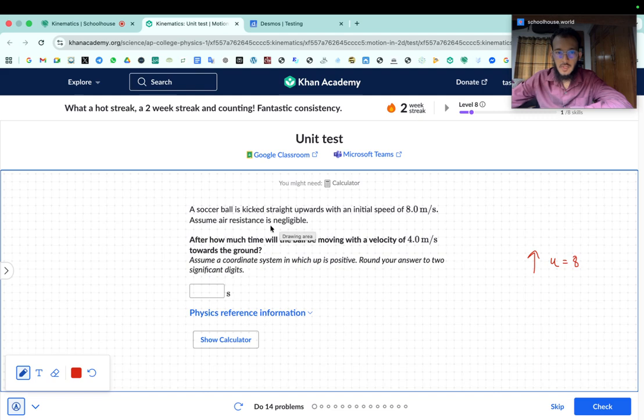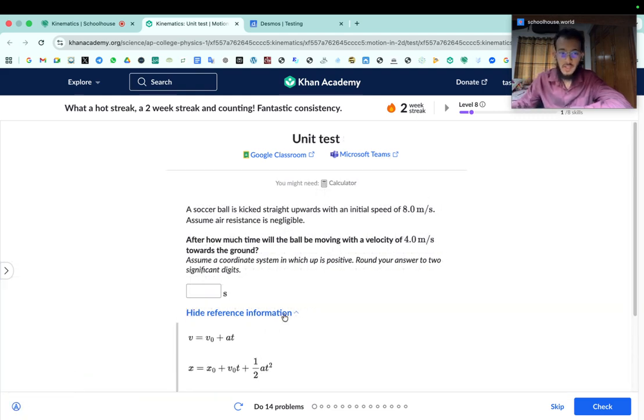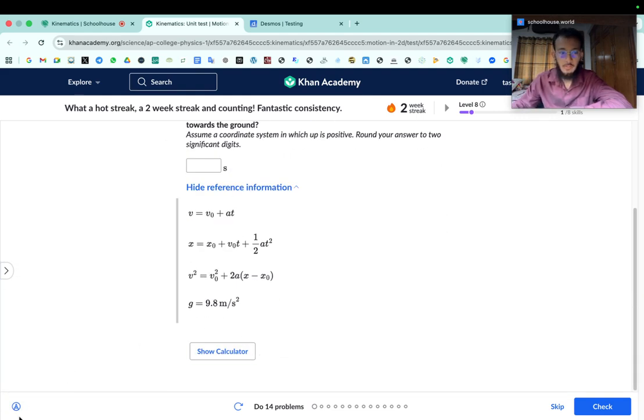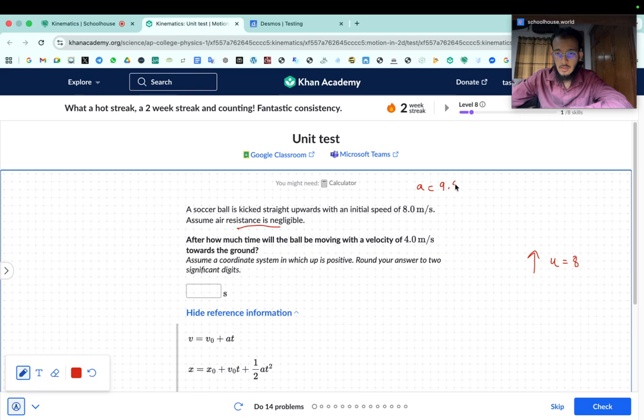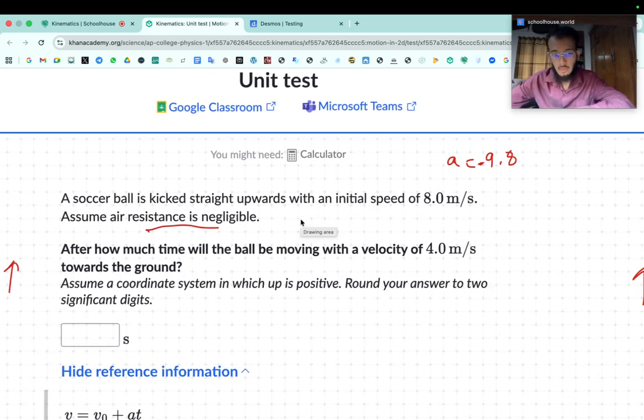Assume air resistance is negligible, which means that we can have acceleration equal to g, the gravitational acceleration, which is 9.8, and it is directed downwards because this is where the force is. If we take the upward direction to be positive, a would be -9.8. And because air resistance is negligible, we can ignore terminal velocity, and the acceleration remains constant.